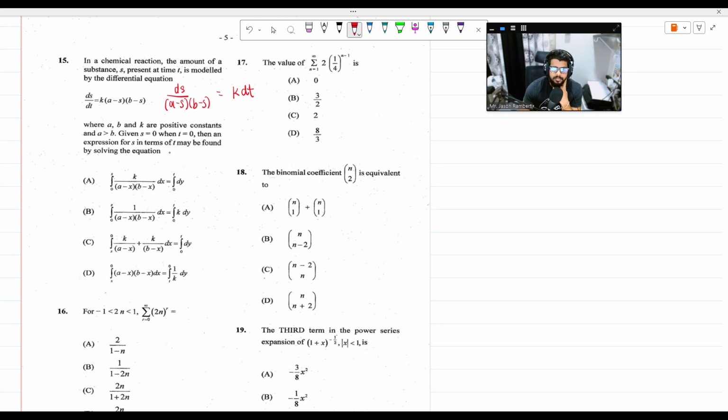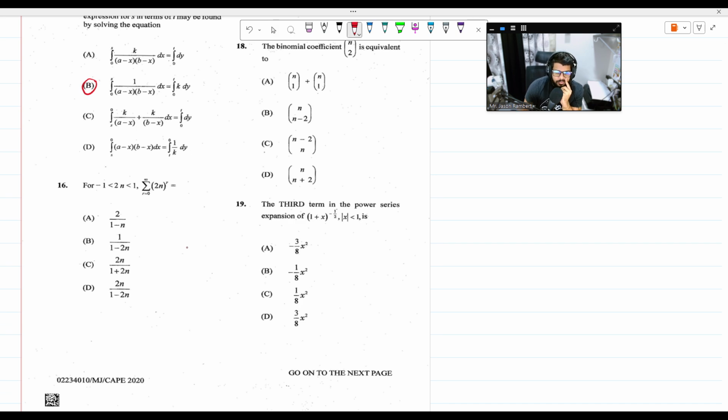When I integrate both sides, I'm going to get the integral of dS over (A minus S)(B minus S) is equal to the integral of K dT. This is the only one that really resonates with that particular answer. All the others are not. So I'm going to say B is the answer. I'm not even watching the limits.